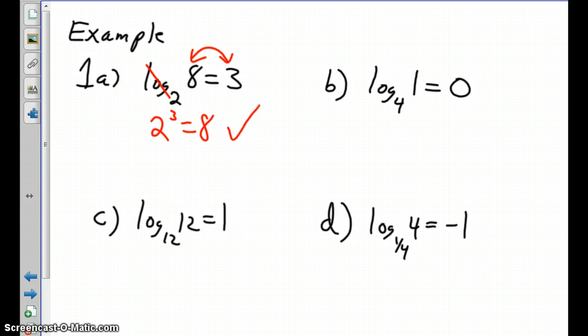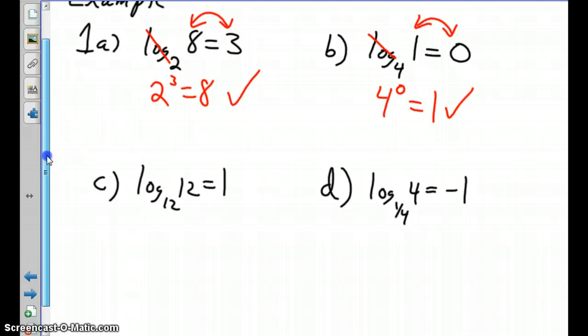Okay, let's go to B now. What's the first thing you're going to do? Drop the logarithm. What's the second thing? Switch the places. Good job. So you're going to write down 4 to the 0 equals 1. Now, is that a true statement? Is anything to the 0 power equal to 1? Yes, it is. That's what you were taught in this class. So 4 to the 0 does equal 1. That's a true statement.